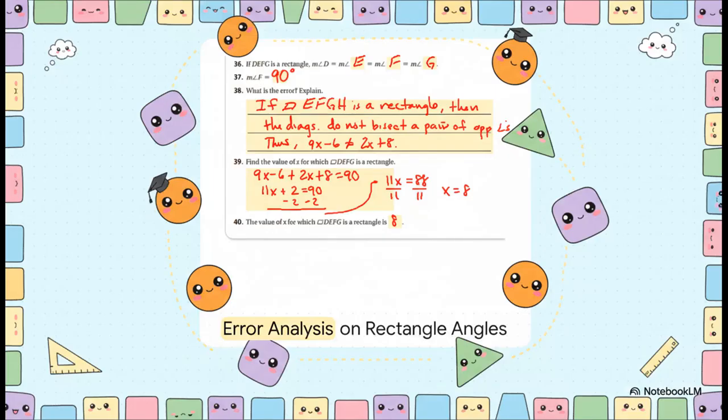Now let's look at a really common pitfall. Imagine someone is trying to find the value of x for rectangle DEFG. They see the corner angle is split into two parts, 9x minus 6 and 2x plus 8. So they do what seems logical and set them equal to each other. 2x plus 8 equals 9x minus 6. But hold on, this is completely wrong.